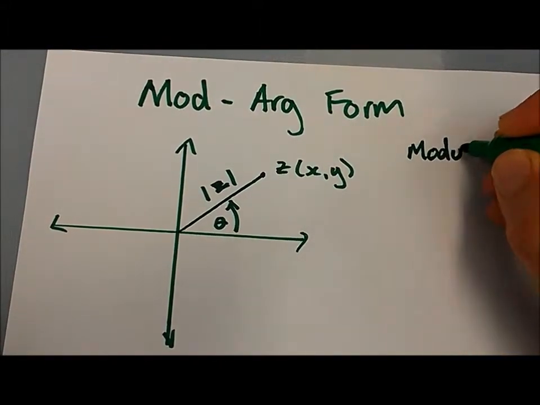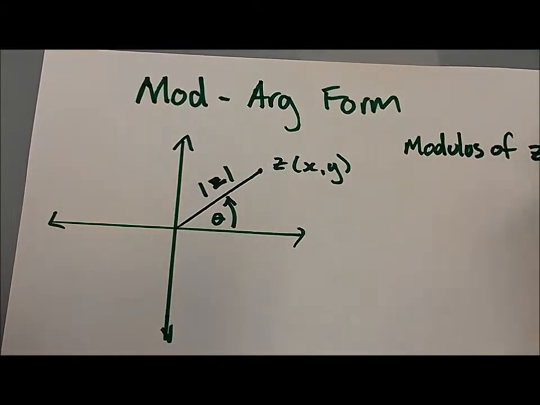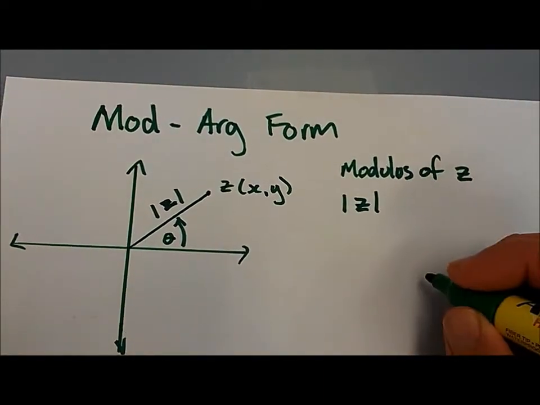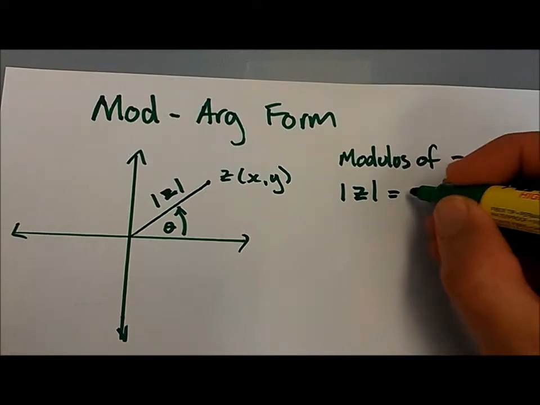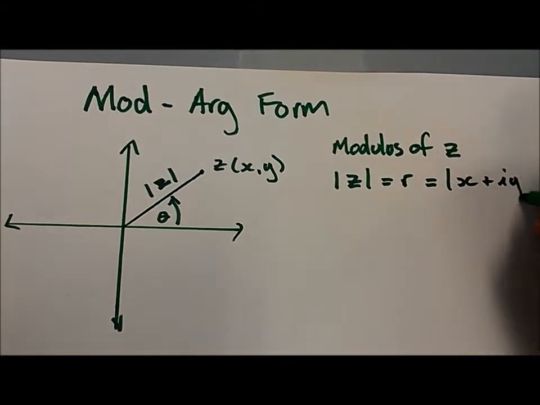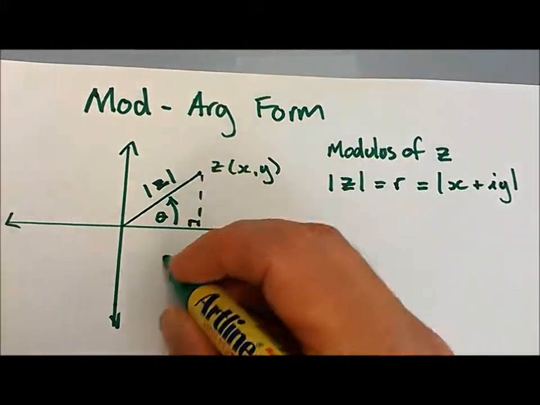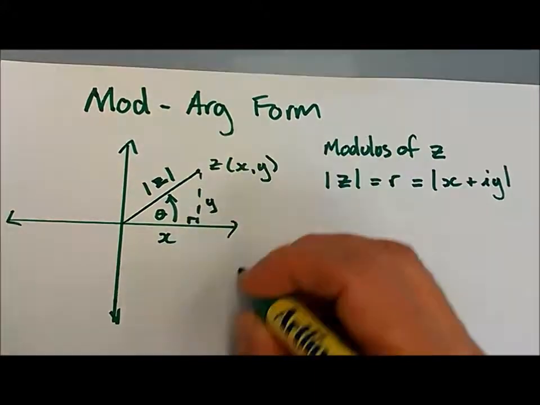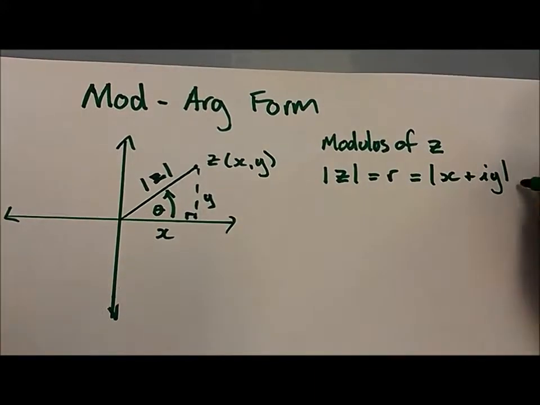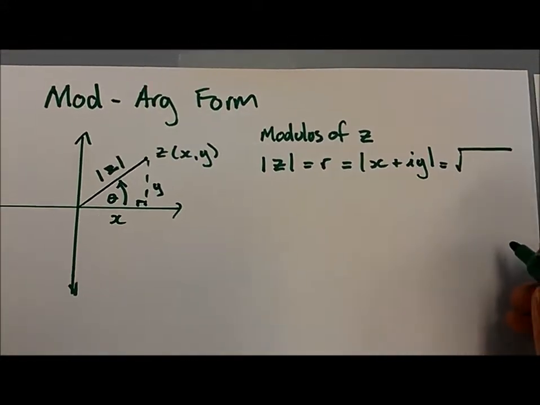So the modulus of z is what I've written here, and that's the distance. It's the distance of z from the origin. You'll often see that written as r. You may even see it written as the modulus of x plus iy. And to calculate that, we just form this right-angled triangle here, and we know it's across x and up y. And we've got a right-angled triangle. Pythagoras' theorem tells us that this would be calculated by taking the square root of x squared plus y squared.